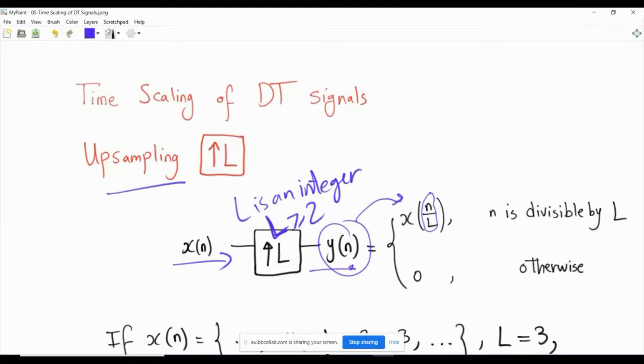So y of n is equal to x of n over L if L divides n, that is, if n is a multiple of L, or divisible by L. Otherwise, y of n is equal to 0. This is the definition of the upsampling operation. y of n is x of n over L so long as n is an integer multiple of big L, the parameter of the upsampler, an integer that is 2 or more. If n is not a multiple of L, then y of n is exactly equal to 0.